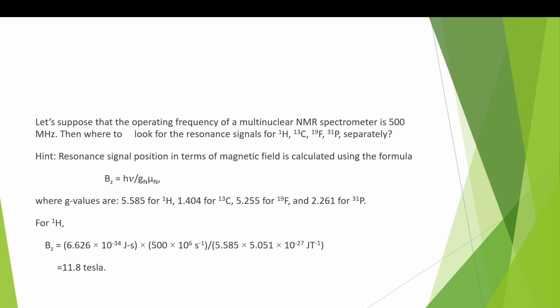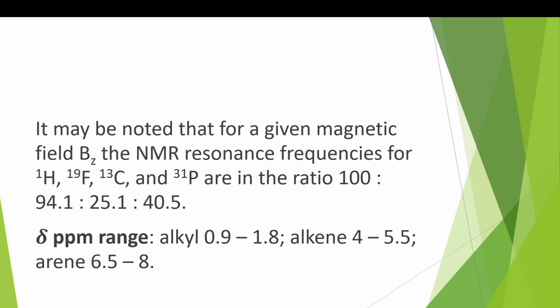How do we calculate the magnetic field if the frequency is given? The formula is B equals h nu upon g mu_N. For a given magnetic field Bz, the NMR resonance frequencies of 1H, 19F, 13C and 31P are in the ratio 100, 94.1, 25.1, 40.5.